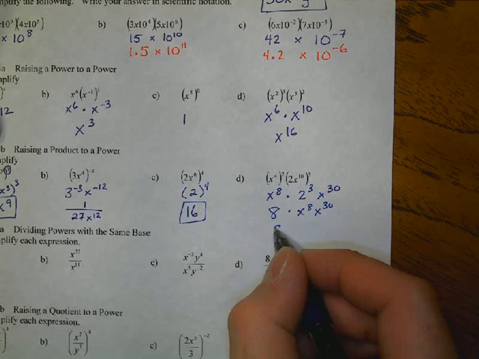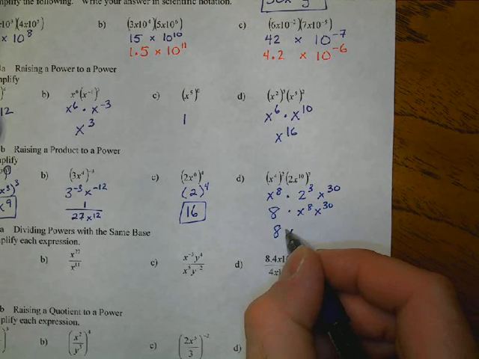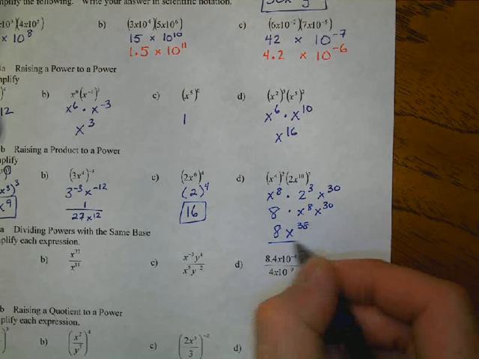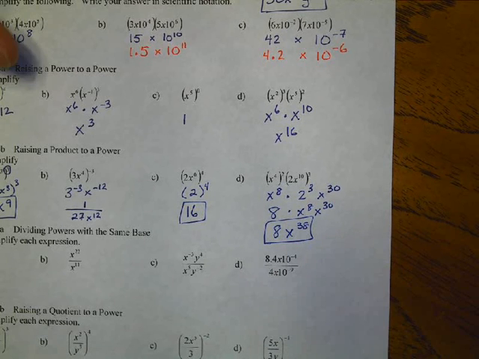Let's group them together. 2 cubed goes in front. That's 8. X to the 8th and x to the 30th are now in the back. Well, as we combine those together, that's x to the 38th. You add those exponents because they have the same base.